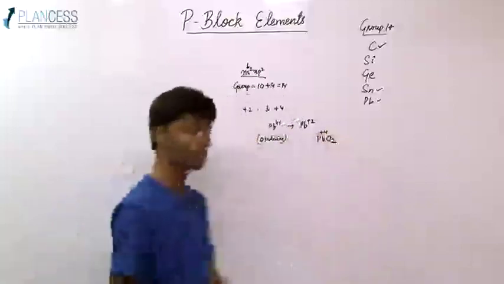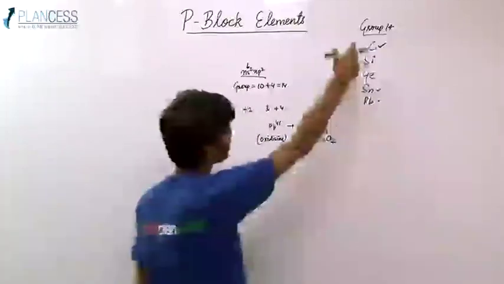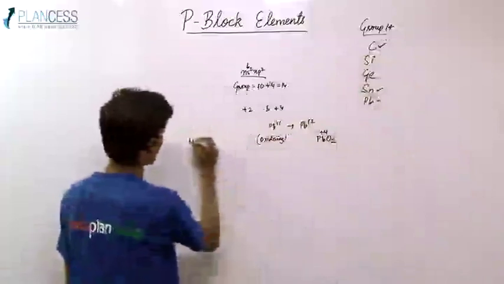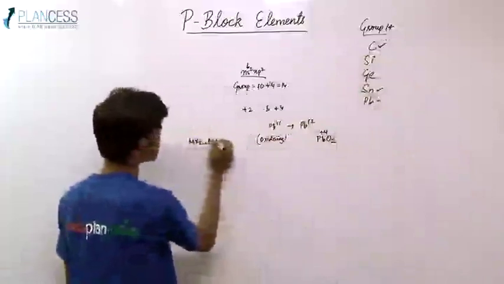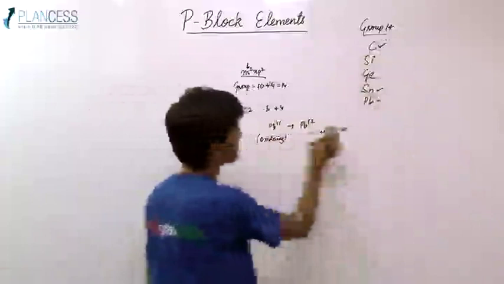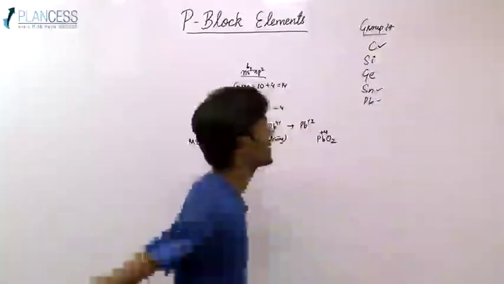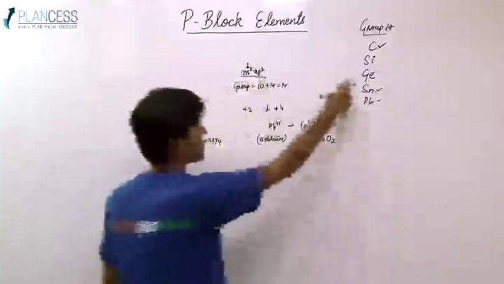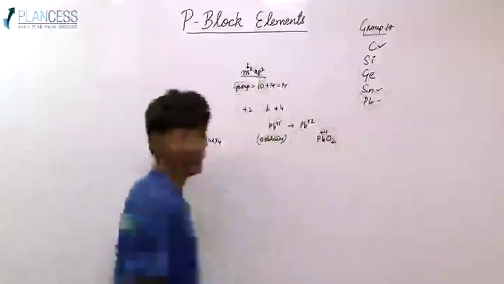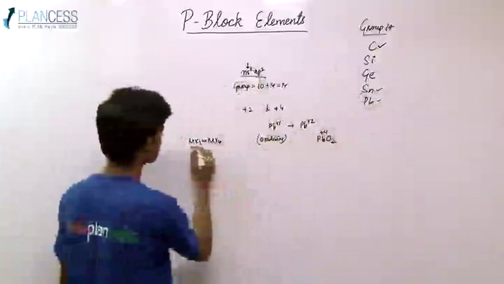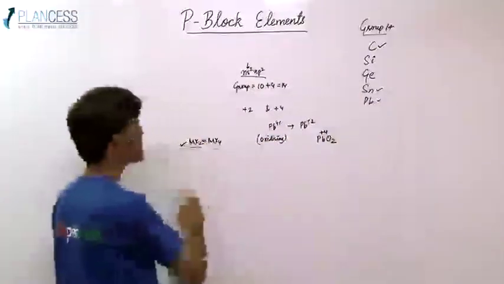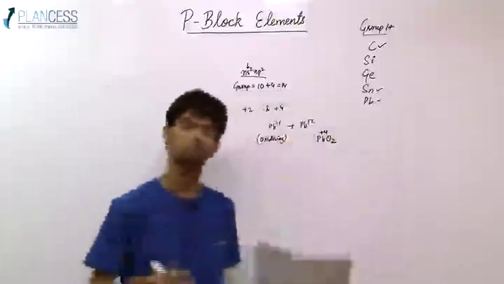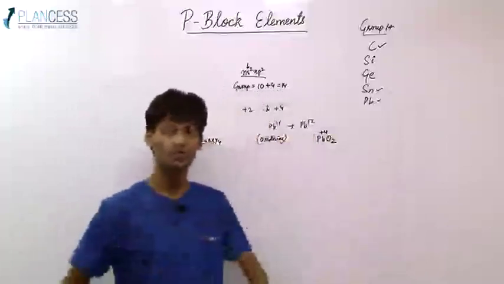Now next would be the reactivity towards halogens. These group 14 elements form two types of halides, that is MX2 and MX4. MX2 is not very predominant as far as carbon is concerned, but MX2 and MX4 are formed by all the other elements. Pb is more stable in the MX2 form, and Sn is also more stable in the MX2 form. PbF4 is also found in nature. PbCl4 is also found in nature.